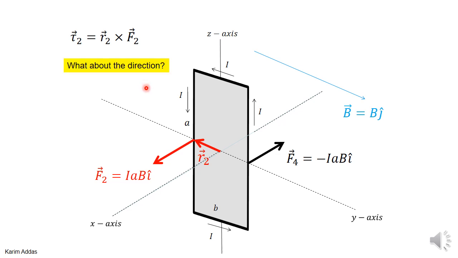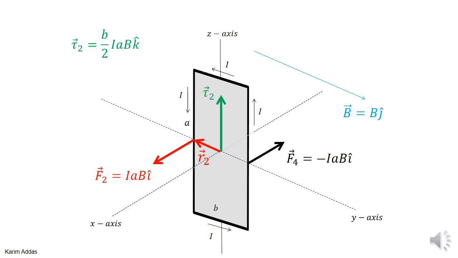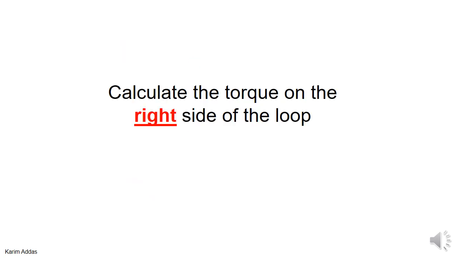So what about the direction of the torque? If you get R2 crossed into F2, it'll give you something in the k hat direction. So the direction of the torque is in the k hat direction. If you want to write the torque as a vector, it has a magnitude B over 2 IAB, and it has a direction in the k hat direction. So that's the torque due to the left side. Okay, what about the torque on the right side?